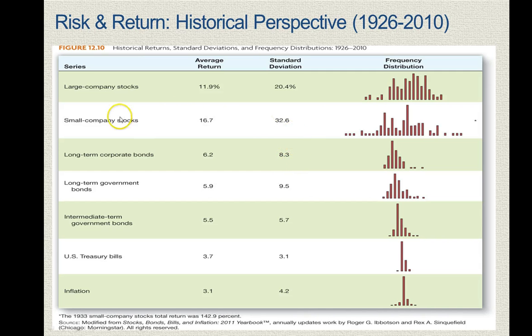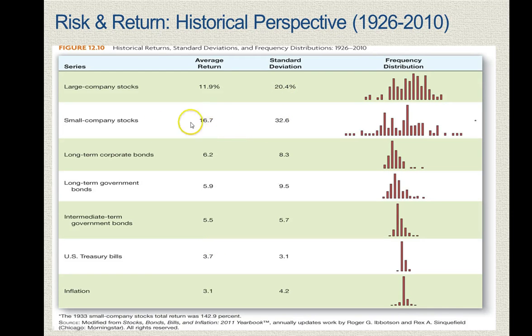For the two types of stocks, small company stocks have a larger standard deviation compared with large company stocks, and both standard deviations are larger than the bond market, the bonds. So this is the risk. What about return? Return also matches more or less the risk. The higher the risk, the higher the return.